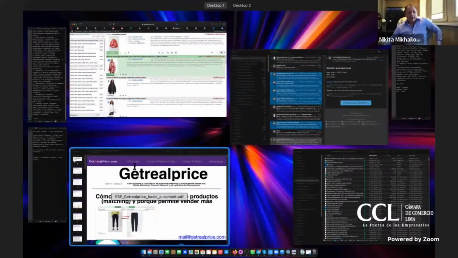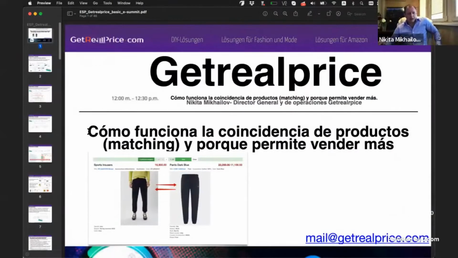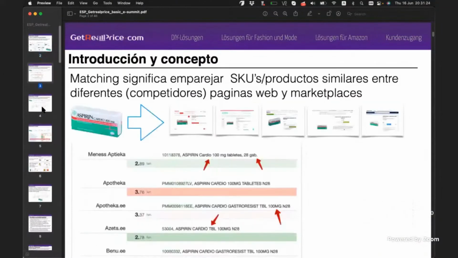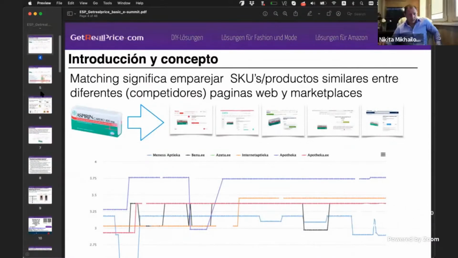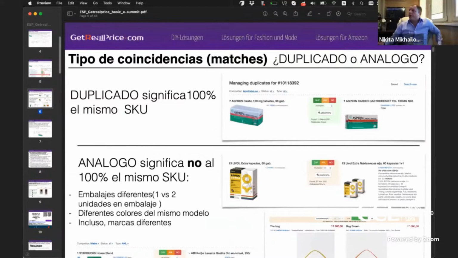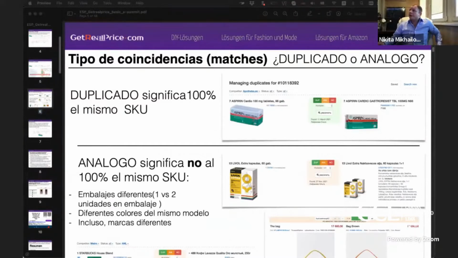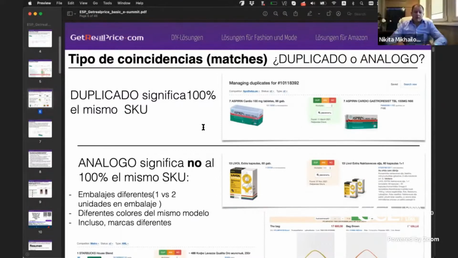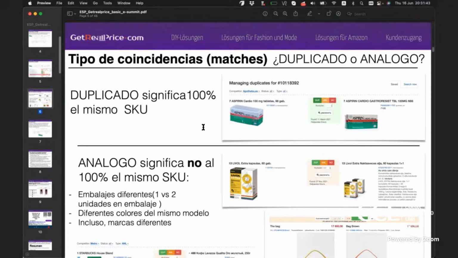So this was a little introduction of how the matching machine works. And now I just wanted to explain to you some terminology, as agreed. When we're speaking about product matching, what does connecting mean?